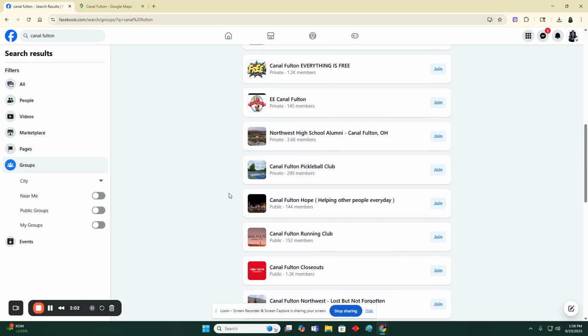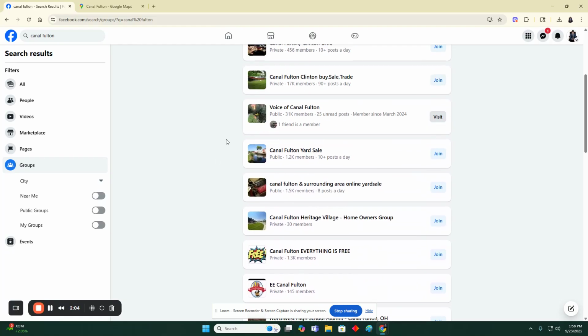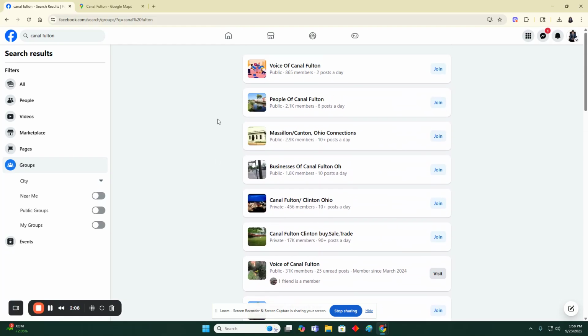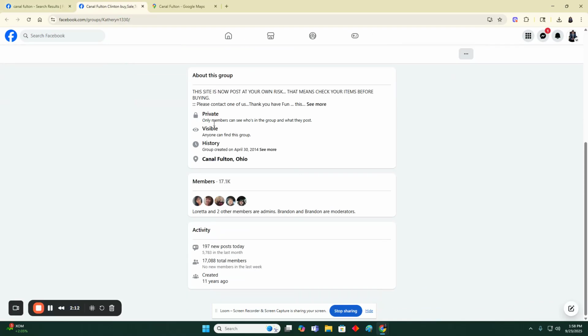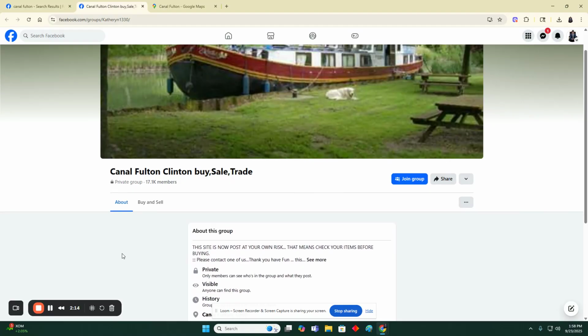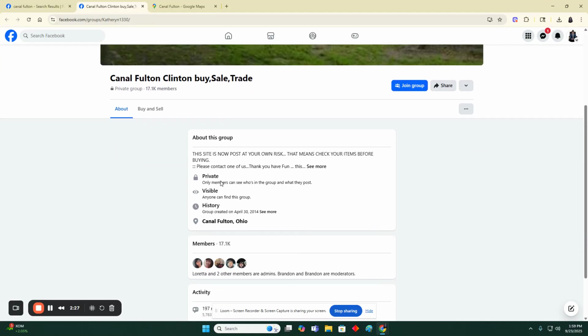Now, some of them are really small. Canal Fulton Pickleball Club, didn't know that existed. But let's go into, first off, let's look at Clinton Buy Sell Trade. Now, it's a private group, right? So you're going to come across three different types of groups. You're going to come across public, private, and then you're going to come across community and buy-sell groups. So there can be a dissection there of how they cross over.